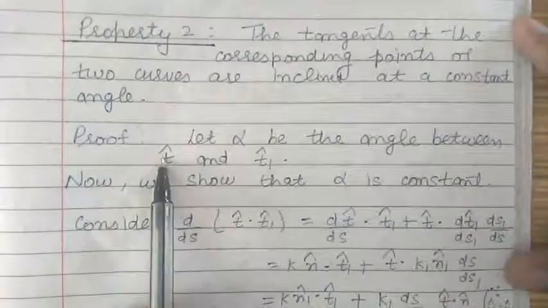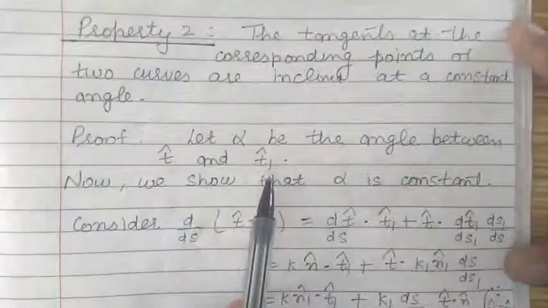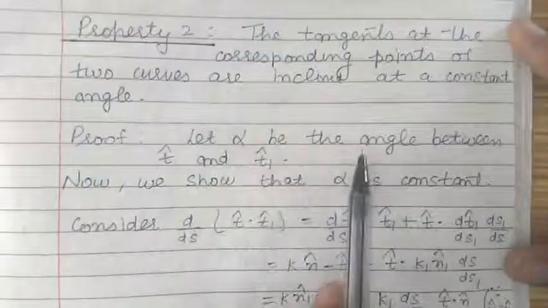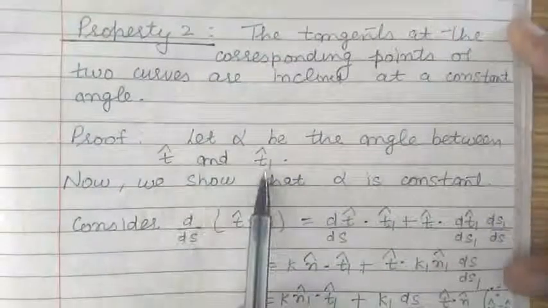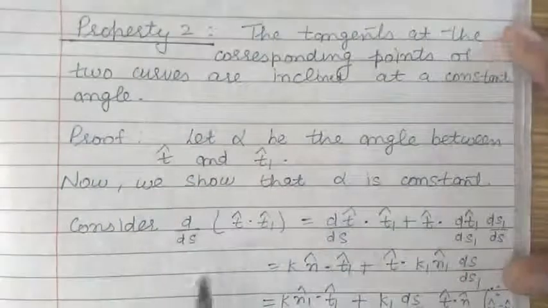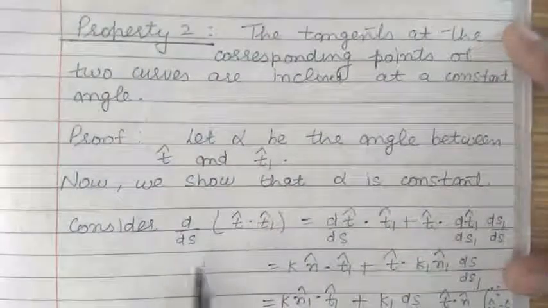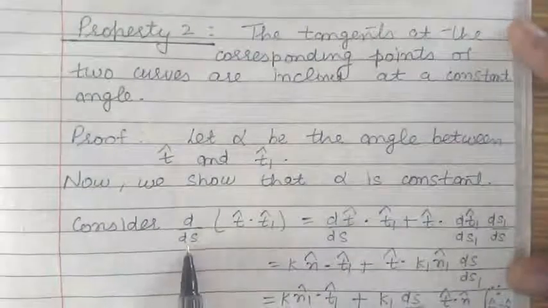T cap is a tangent at the point P and T1 cap is a tangent at the corresponding point Q. Let us take alpha as the angle between T cap and T1 cap. We have to prove that alpha is constant. So in order to prove this, let us find the derivative of the dot product of these two vectors with respect to s.